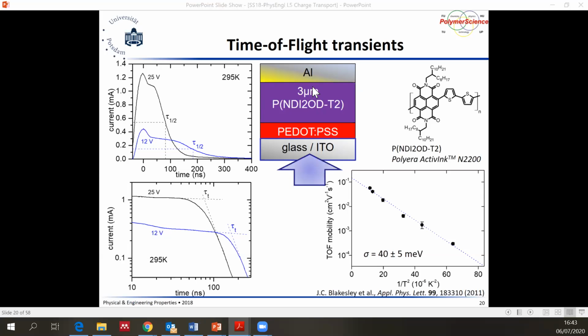And now when we apply a reverse bias, all of the charges, i.e. the holes this time, move across your polymer until they reach the PEDOT:PSS ITO, and then after that they get collected or extracted, which means that's when the photocurrent goes down.